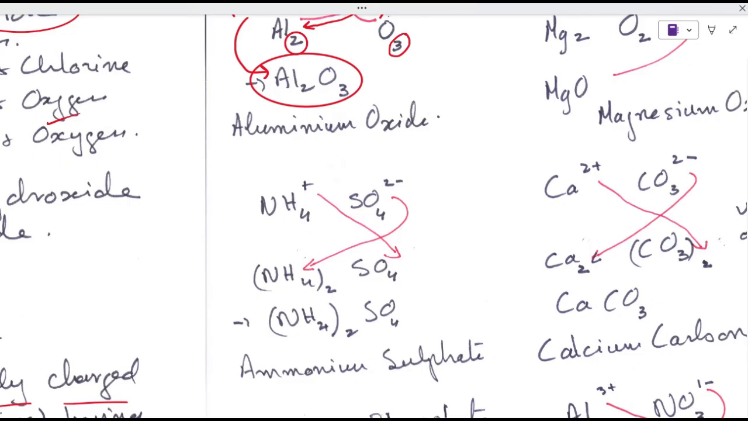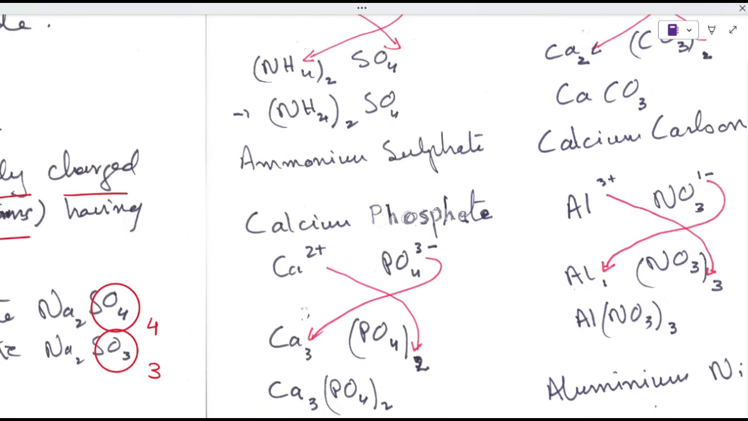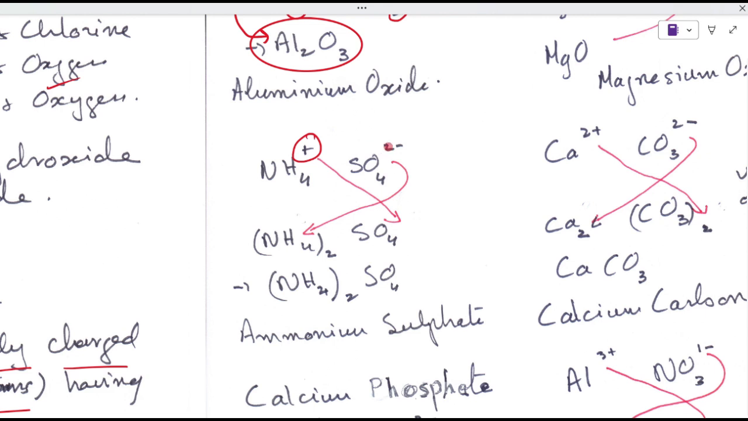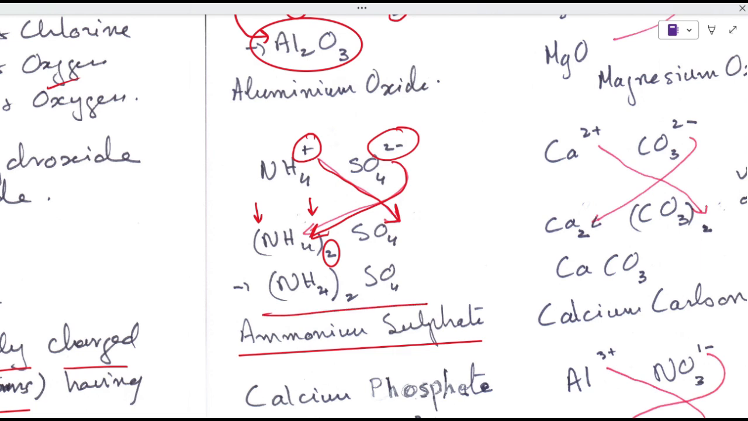Under this I have another example, ammonium ion and sulfate ion. Ammonium, you can see, has 1 positive, sulfate has 2 negative. Again in the same manner, we cross multiply: we bring 2 under ammonium and 1 under sulfate. So the formula becomes ammonium sulfate. As ammonium is a polyatomic ion, we put it in a bracket and write the subscript outside.